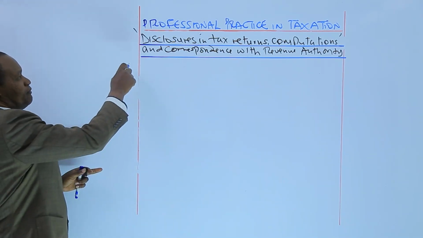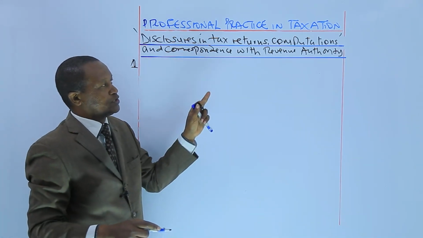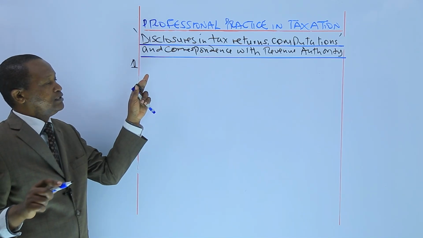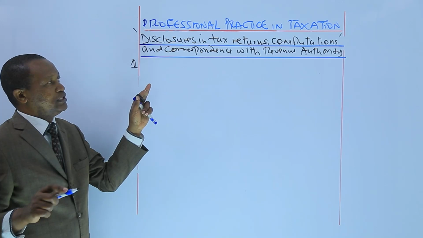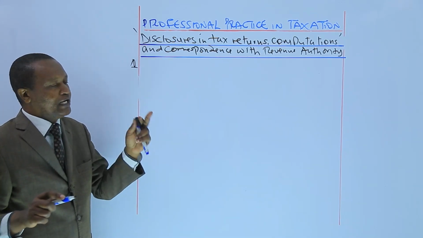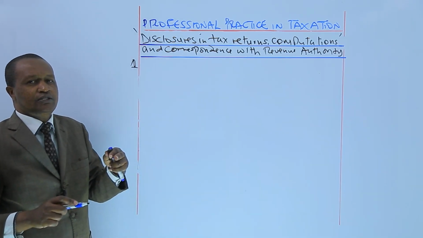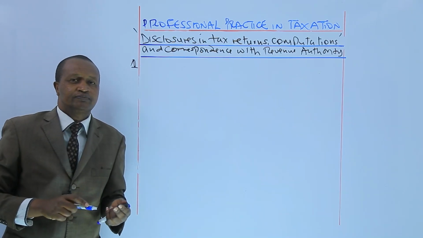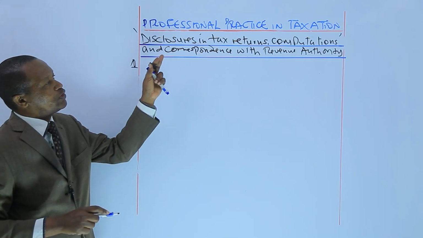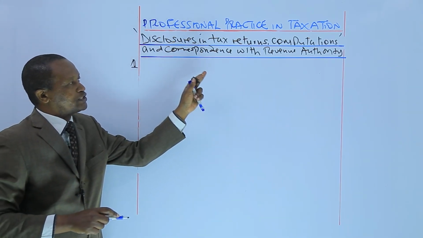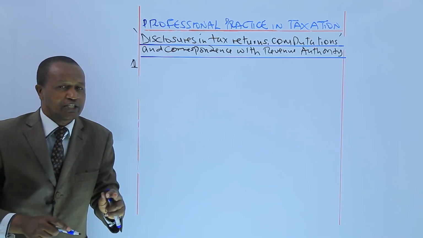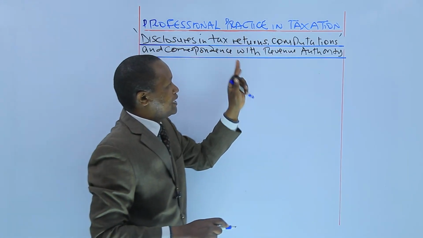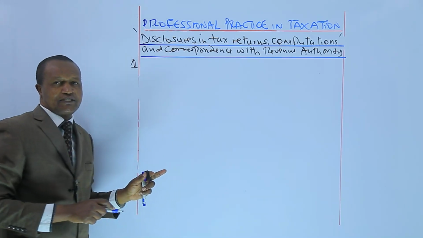All right. The first point, as far as disclosures in tax returns and computation is concerned, is that of accuracy. When in professional practice in taxation, the tax professionals must ensure accurate computations. There ought to be accurate computations in tax returns. What is being disclosed must be accurate. Accurate computations must support disclosures in tax returns.